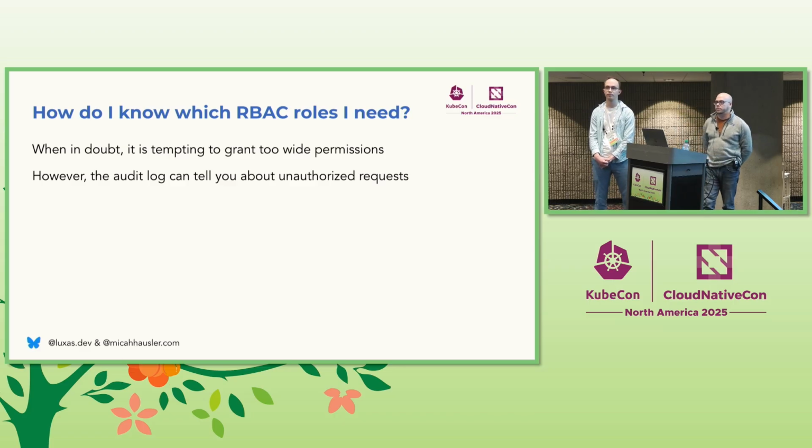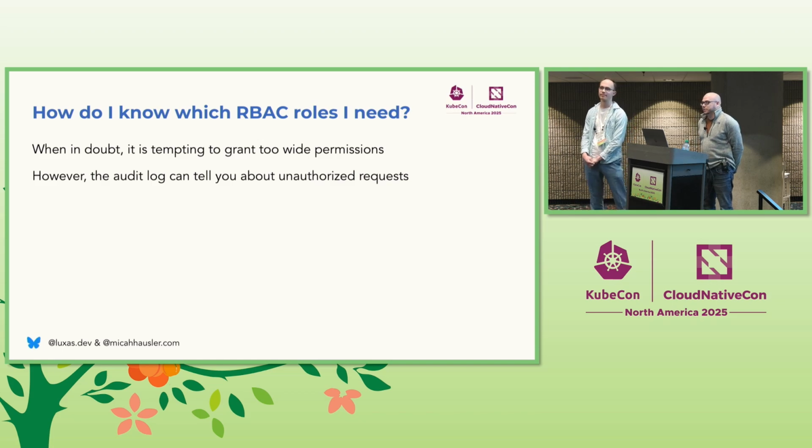So how do I know which RBAC roles I need? Oftentimes, when in doubt, it's very tempting to grant too wide of permissions. Because we don't have the ability to specify fine-grained controls in RBAC, it's more broad. And it can be difficult to know whether this policy matches what I need to do. Okay, if I give myself admin, it just works. Maybe I'll lock it down a little bit from there. But the audit log in Kubernetes actually tells you about all the authorized and unauthorized requests.